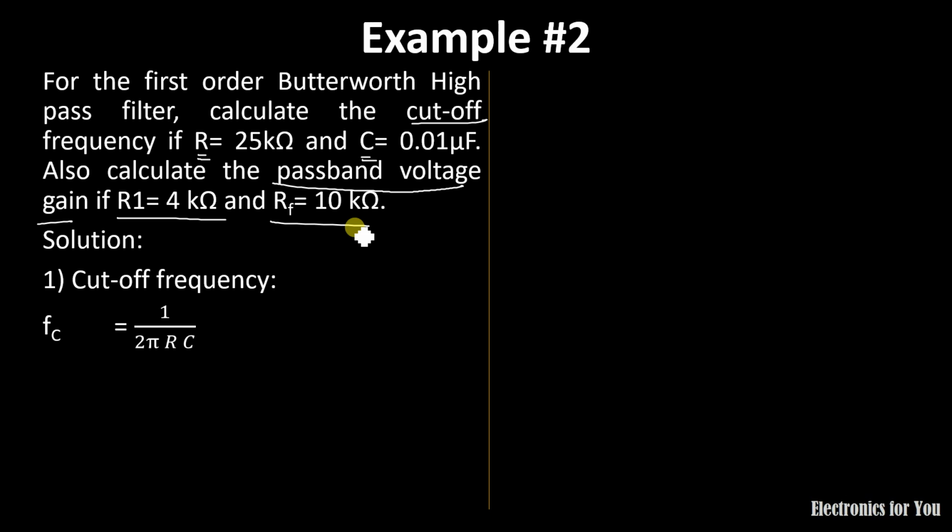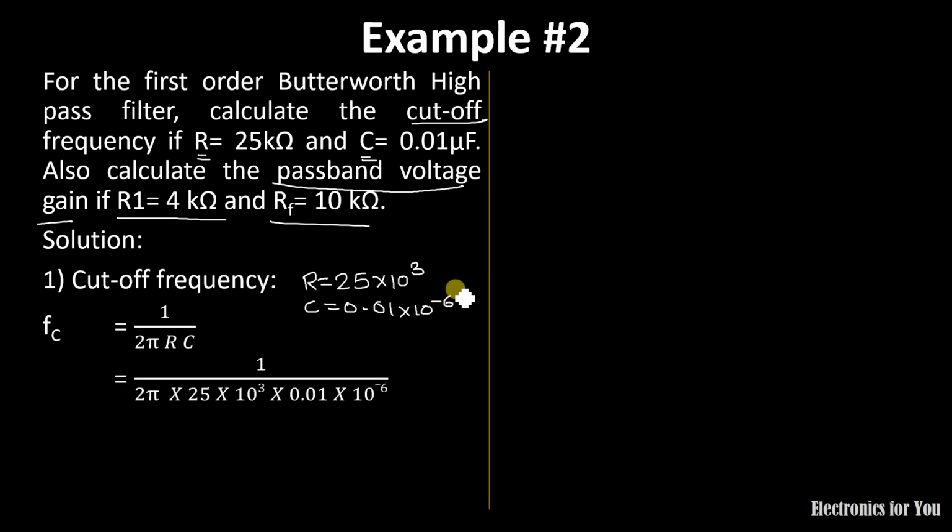Now just put the values here. R is 25 kilo ohm, so it will be 25 into 10 raised to power 3, and C is 0.01 microfarad. Microfarad is 10 raised to power minus 6. Just put the values and solve it. We will get Fc as 6366.1 hertz, or we can say it is approximately 637 hertz. Now this is the cutoff frequency.